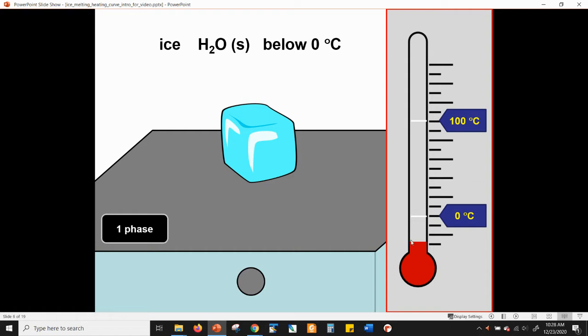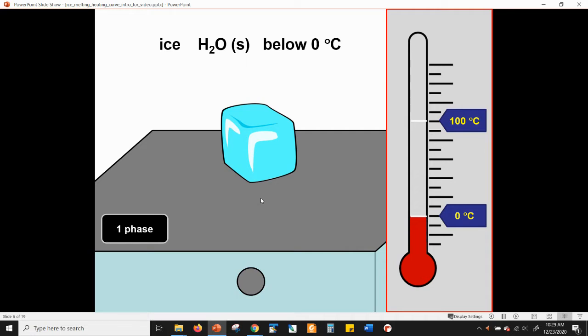This ice cube is at about minus 15 degrees Celsius. That's about the temperature in your freezer. Okay, and so we got this solid ice cube. We've just taken it out of the freezer. It's at minus 15 degrees Celsius. We just have one phase of water here. It's ice, H2O solid, below 0 degrees Celsius.